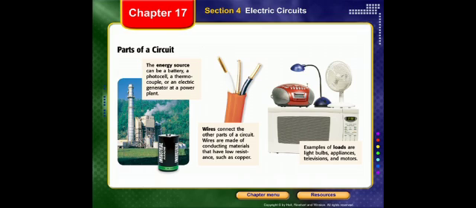The second part of the circuit is a wire, which must be made from conducting materials that have a low resistance, such as copper. The third part of the electrical circuit is a load.